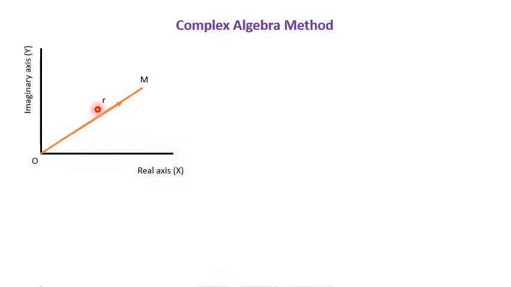Okay, so for this link, r is the magnitude, right? Now we have to represent the direction, then only it becomes a vector representation. Clear? So in order to represent the direction, always consider the real axis as a reference. It has a theta angle with respect to the real axis. Therefore r is the magnitude, theta is the direction. If magnitude and direction are known, then we can easily represent this link in vector form using the complex algebra method.